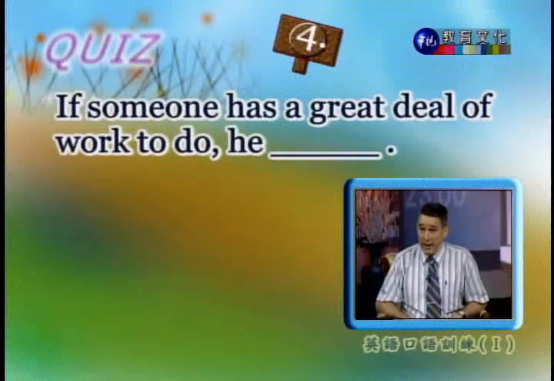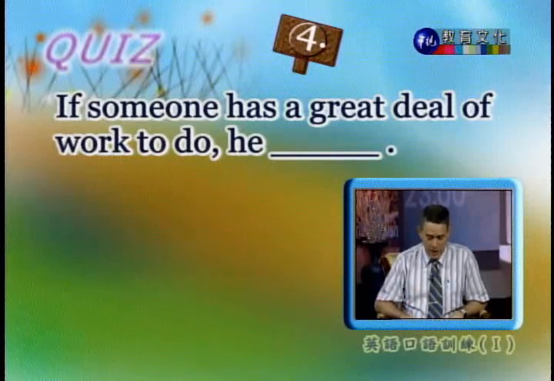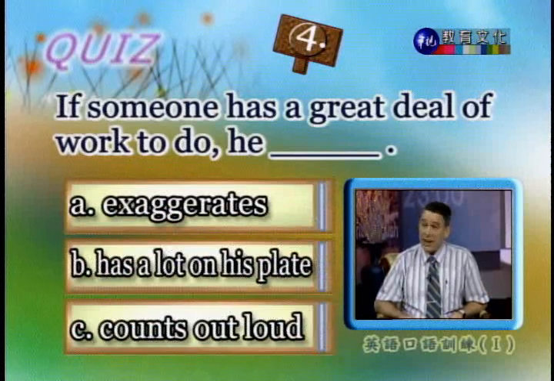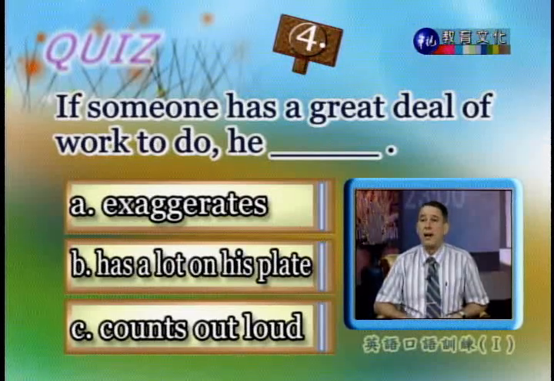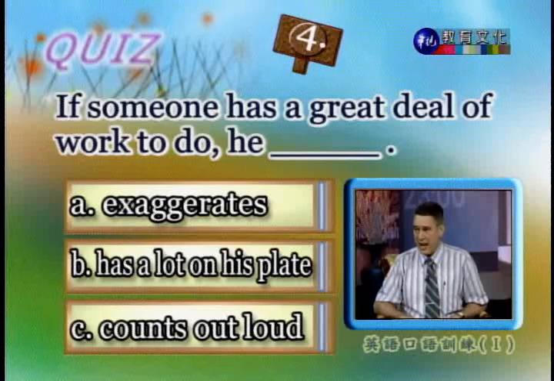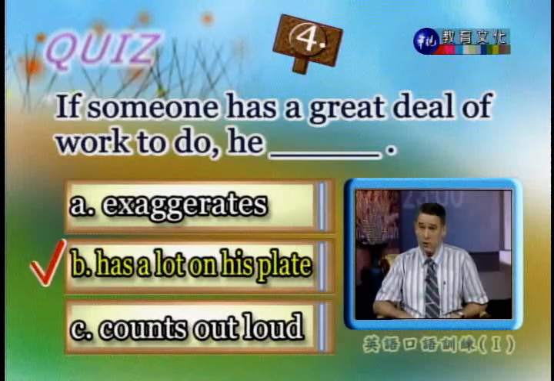This is a blank. We have to fill in the blank. If someone has a great deal of work to do, he blank. A, exaggerates. B, has a lot on his plate. Or C, counts out loud. Well, of course, the best answer here, the only answer here, is B, has a lot on his plate. If someone has a great deal of work to do, he has a lot on his plate.